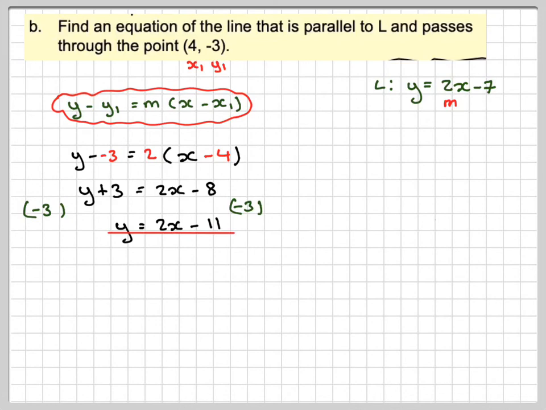So this has been a video to show you how to find the equation of a line when you know 2 points, and then find an equation which is parallel to that and you know one other point. I hope you've understood, and I thank you very much for watching.